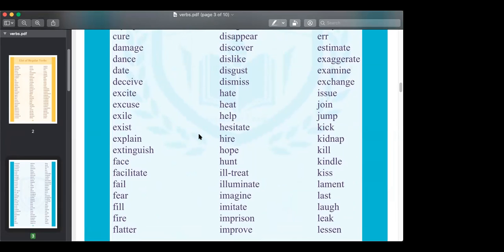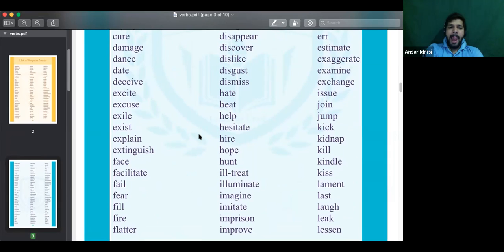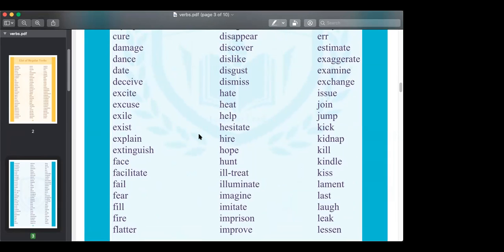Earn. Next. We need to explain. Do we need to explain? We don't need to explain. Next. We need to present. Do we need to present? We don't need to present.